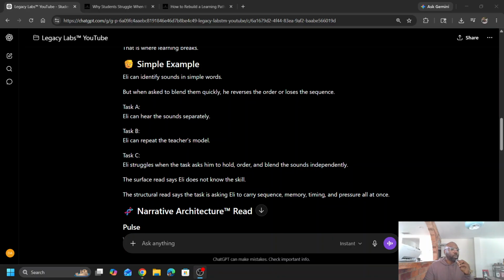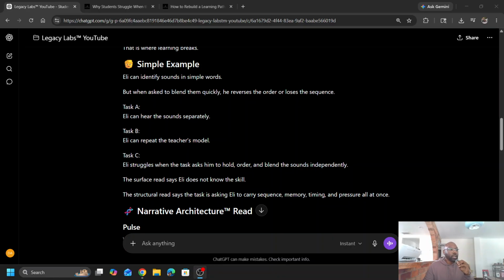So we have Eli. A student named Eli is working on blending sounds in simple words. He can hear the sounds separately. He can repeat them after the teacher, and he can identify the parts. But when he has to blend the sounds quickly and independently, he reverses the order or loses the sequence.